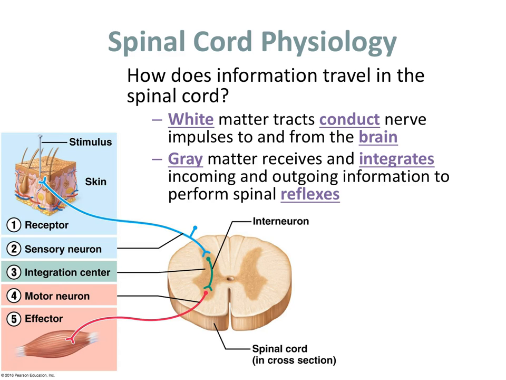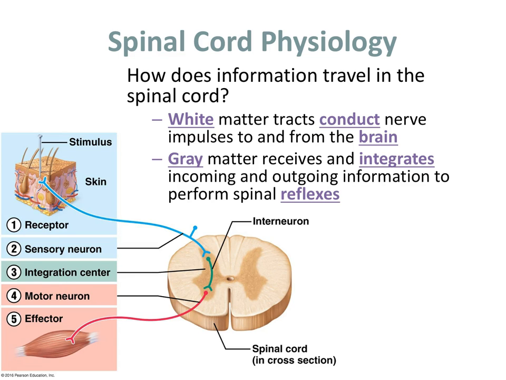Information comes in through a receptor and sensory neuron that go to the dorsal horn. Our spinal cord integrates information through interneurons that are located in the gray matter. Interneurons can also pass into the white matter and go to the brain. So white matter tracts, or bundles of fibers, conduct nerve impulses to and from the brain. The gray matter, with its interneurons, receives and integrates incoming and outgoing information to perform spinal reflexes.